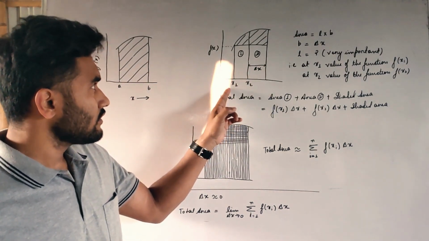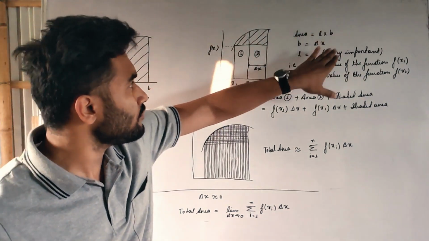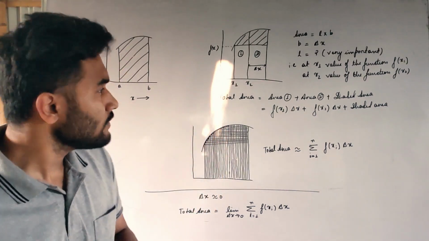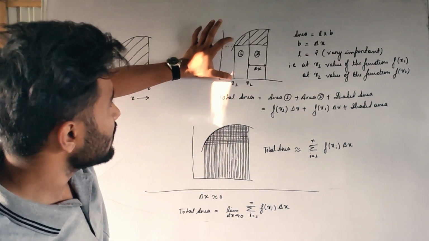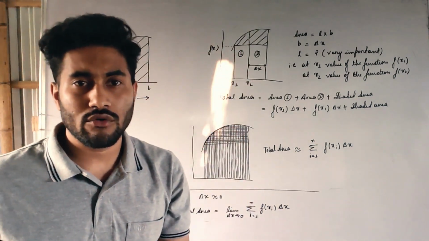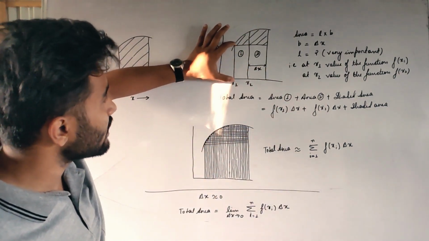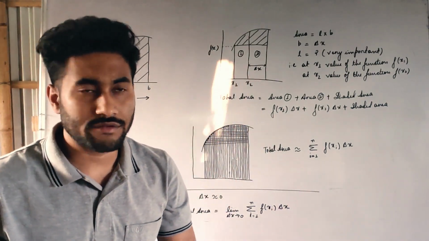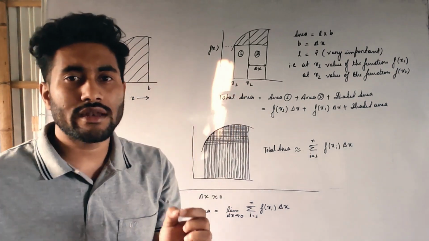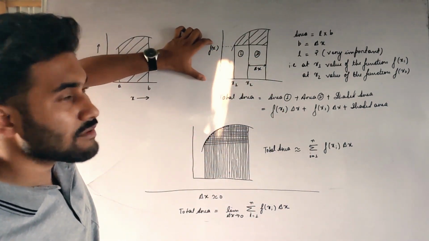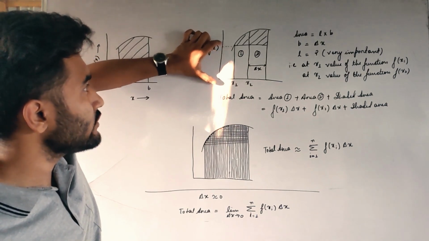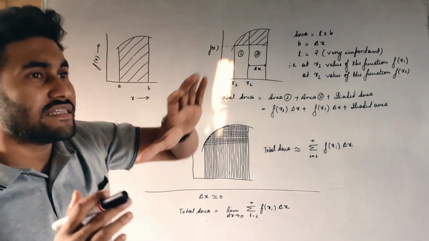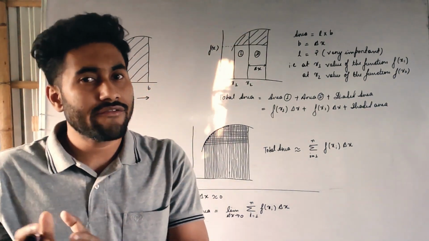See, for example, at x1, this is my length, right? Length into breadth. This is the breadth. The breadth of the rectangle is delta x, I know that value. But what will be the length? Without knowing the function, how can you find the length? If you know the function, say for example x square is the function, and the value of x1 is 3, then the value of y will be 3 square, 9. So your length will be 9. If the value is 4, then it will be 4 square, 16. That's why y must be a function of x.